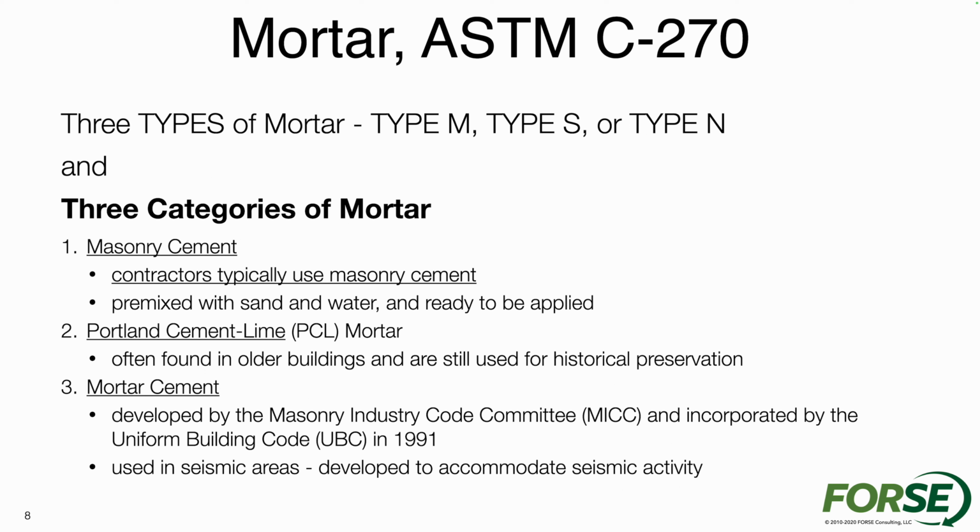So that's going to be the three different types of mortar, type M, type S, and type N. There's also three different categories of mortar. Masonry cement, which is going to be the most commonly used across the country. We also have Portland cement lime, which is going to be found in older buildings, still used for historical preservation. And then the less common mortar cement. It was developed by the Masonry Industry Code Committee, really developed for use in higher seismic areas. So if we're going to be designing in any of those areas, we would find more mortar cement, but typically across the United States, masonry cement is going to be the most common category of mortar.